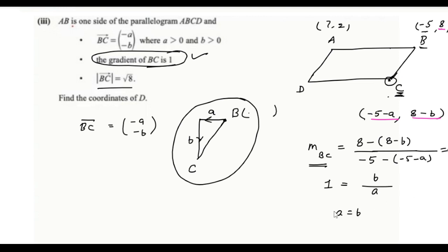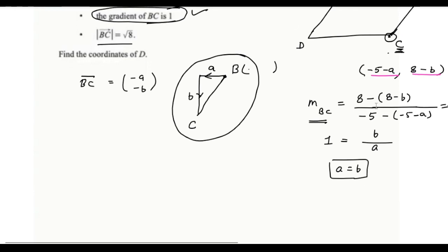So A and B are equal. Okay, fine. Now, again come to the main problem. Now this vector BC is given as -A minus B. So now this I can write as -A minus A.